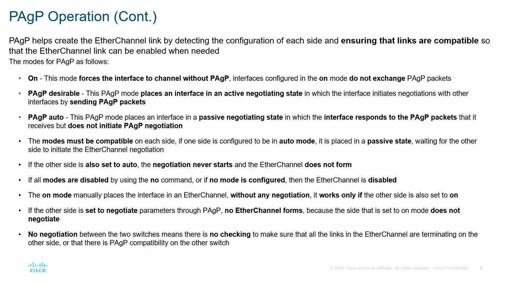The on mode manually places the interface in an EtherChannel without any negotiation. It works only if the other side is set to on. If the other side is set to negotiate, no EtherChannel will form because the side that is set to on does not do the negotiation. No negotiation between the two switches means, again, there is no checking to make sure that all the links in the channel are terminating on the other side, or that there is PAgP compatibility on that other switch.